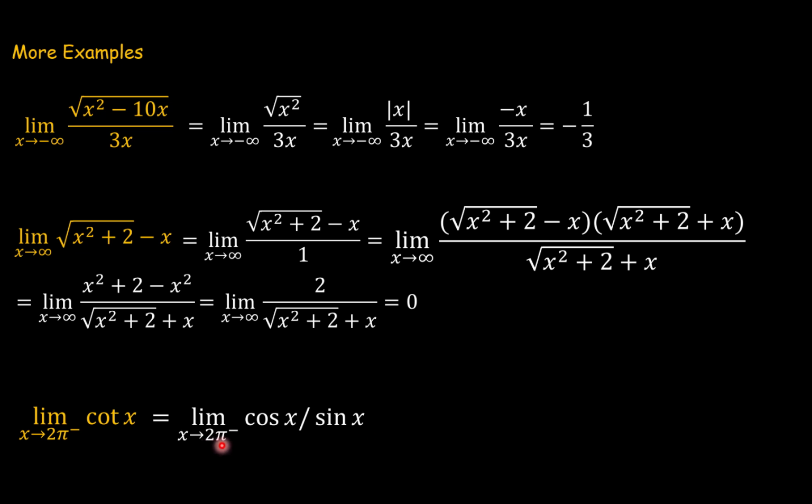X approaches 2 pi from the left. That means sine x is actually a negative number. So it goes to 0, but it's negative. Basically, this angle is in the fourth quadrant, so sine should be negative. Therefore, the answer should be negative infinity.